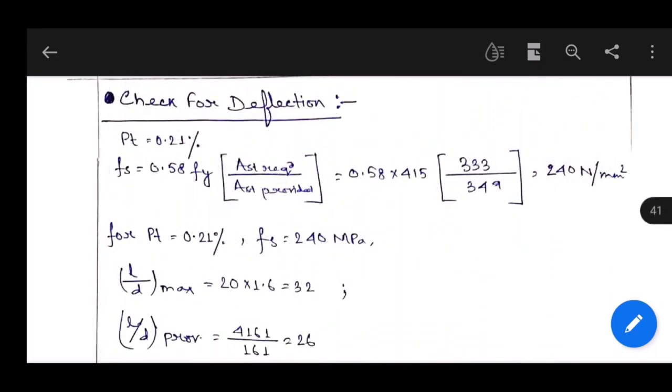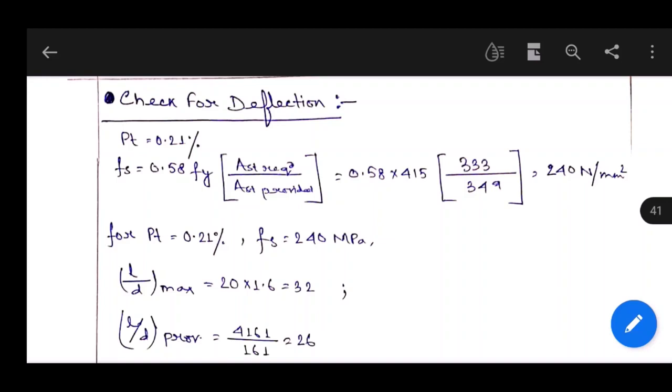Now next step is check for deflection. So for this, first of all, we have to find out modification factor from IS 456-2000 figure 4.